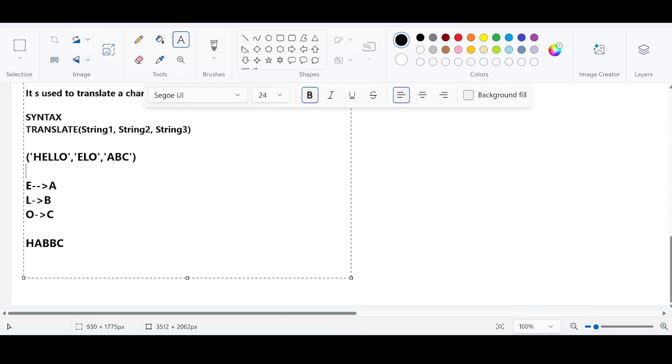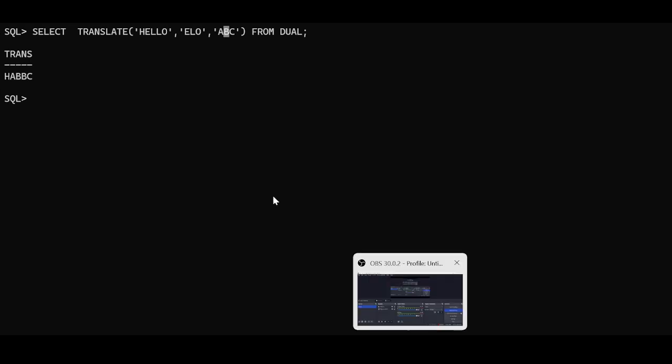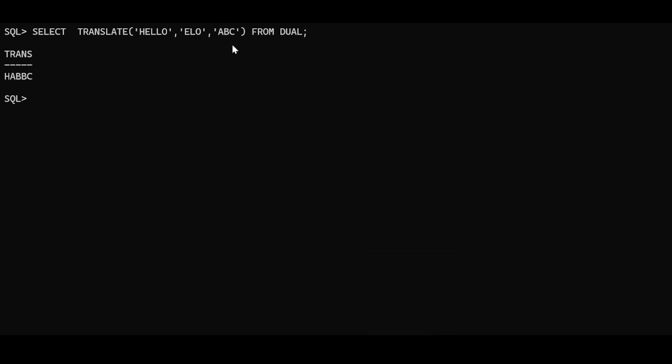So if you see another example, let me take only AB. So both are unbalanced, the argument 2 and the argument 3. Even though they are unbalanced, you will get something in the output. What is it? E is getting replaced by A, all the E characters have been replaced by A, and the L character is replaced by B.